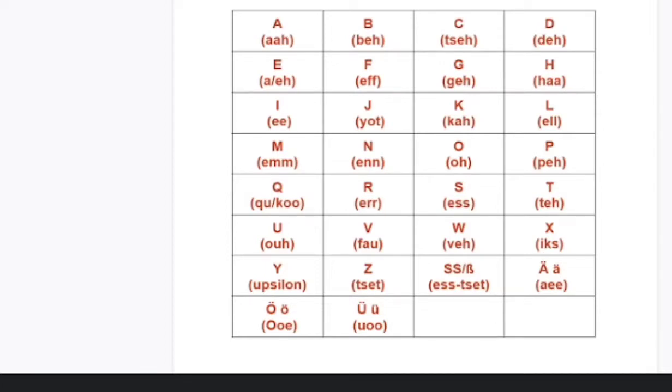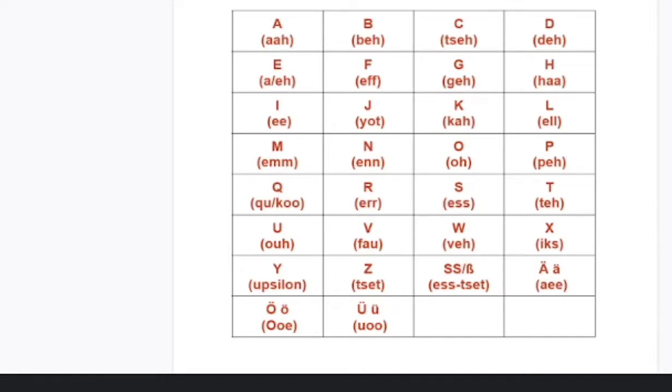A, B, C, D, E, F, G, H. I is called I. J is called Yot. K is called Ka. L is called L. In the alphabet, we call J Yot, but when we write it in a word, we pronounce it as a Y.